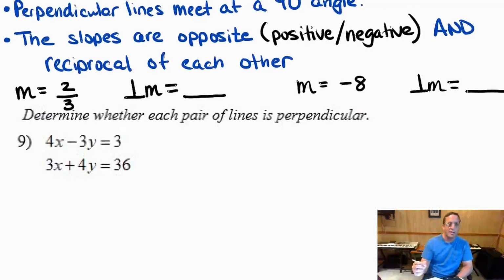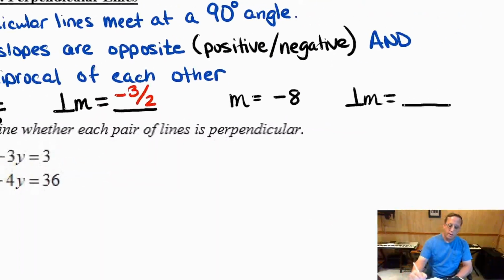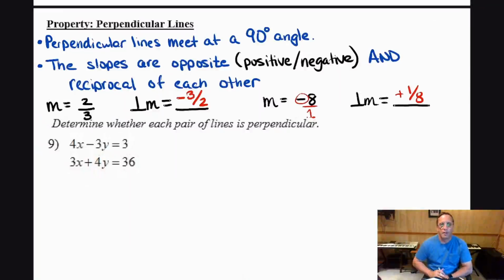So the reciprocal of 2/3 is 3/2, and then the opposite of positive is negative. So negative 3/2. There you go. Now for this one, the reciprocal of negative 8, if you want to think of that as a fraction, negative 8 over 1, is going to be 1/8. And the reciprocal of a negative is going to be a positive. We don't need to put a plus sign there, but there you have it. All right, so those slopes are definitely perpendicular to each other.